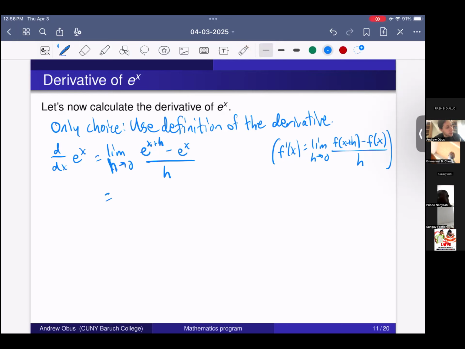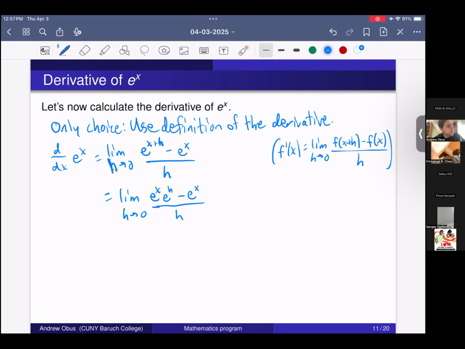But now we can use the rules of exponents. This is the limit as h approaches 0 of e to the x times e to the h minus e to the x over h. Right? Because this is the rule of exponents. When I add exponents, I multiply the exponentials. So e to the x plus h is e to the x times e to the h.